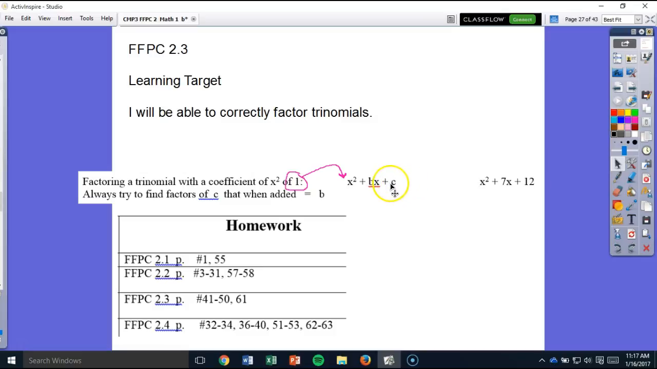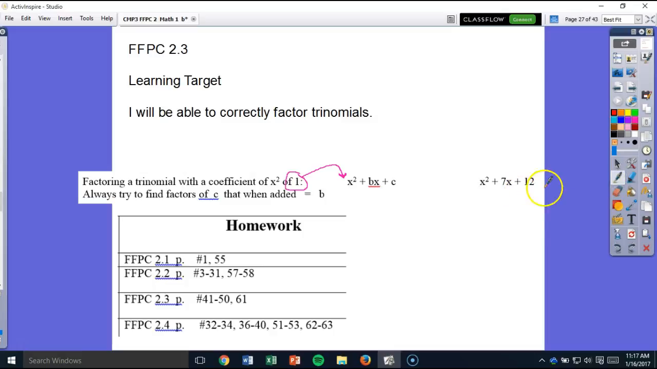So factors of c, things that are multiplied together for c, that when you add those two things that we factored together, that they come up with the value of b. To give you an example, over here we have x squared plus 7x plus 12. Well, if we're going to find factors of c, as in things that you multiply together to come up with 12, what are some of our options?